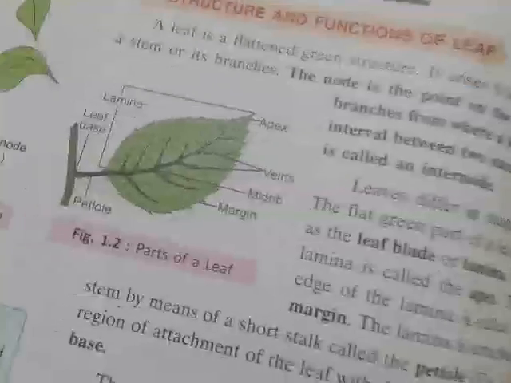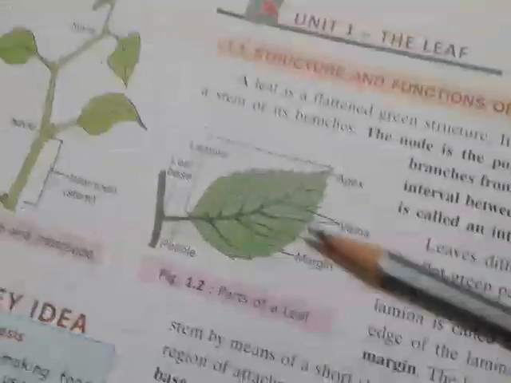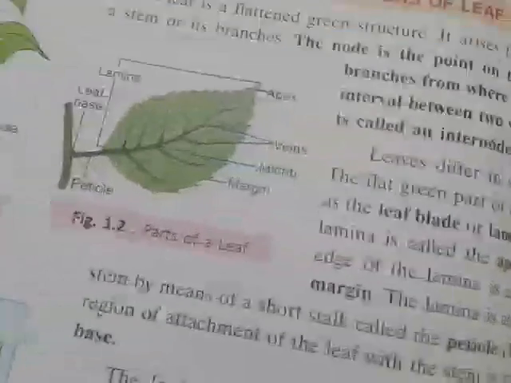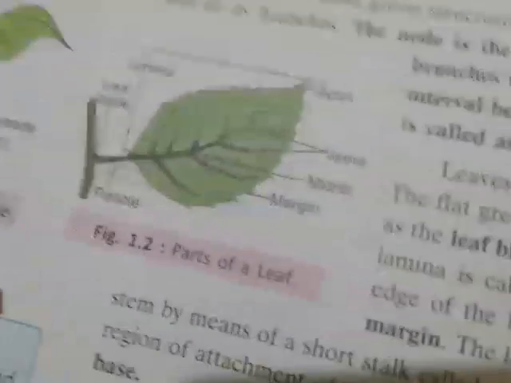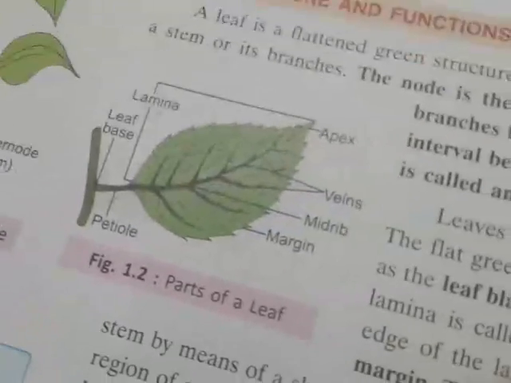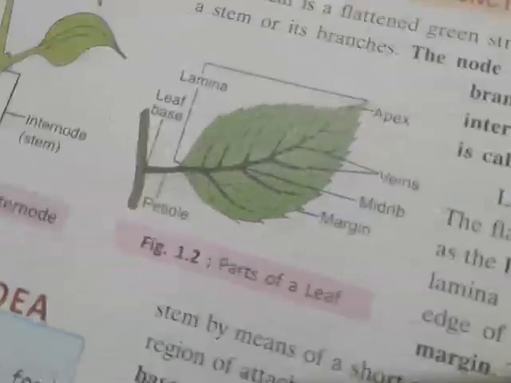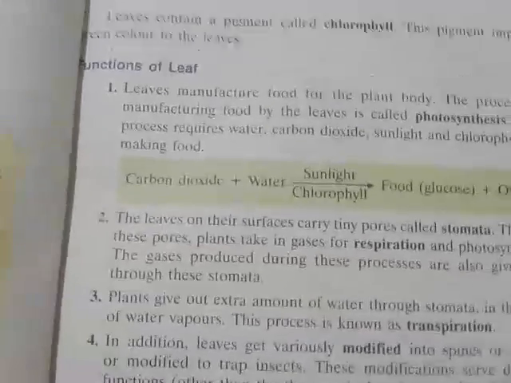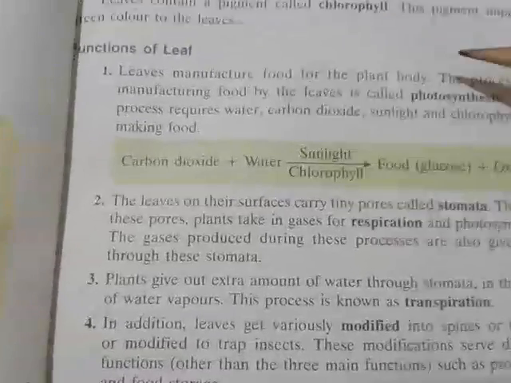Now coming to the point, what are the functions of the leaf? We have already learned the different parts of the leaf. Now we have to know about the functions of the leaf. See, leaves basically manufacture the food for the plant body. So leaves manufacture the food for the plant body.